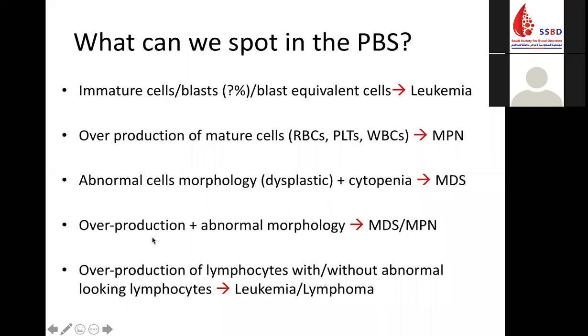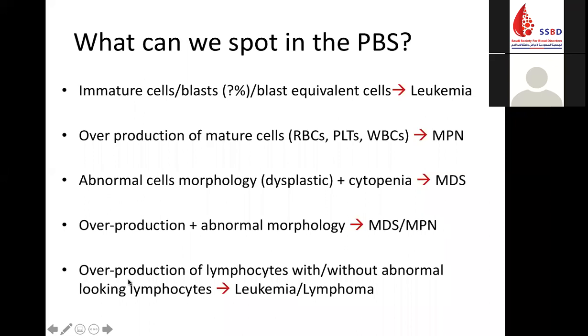In cases where you have an overproduction, or what we call effective hematopoiesis, but also ineffective erythropoiesis and dysplastic cells together in different cell lines, the patient may have a myelodysplastic syndrome/MPN overlap, like the cases of CMML, atypical CML, or MDS/MPN unclassifiable.